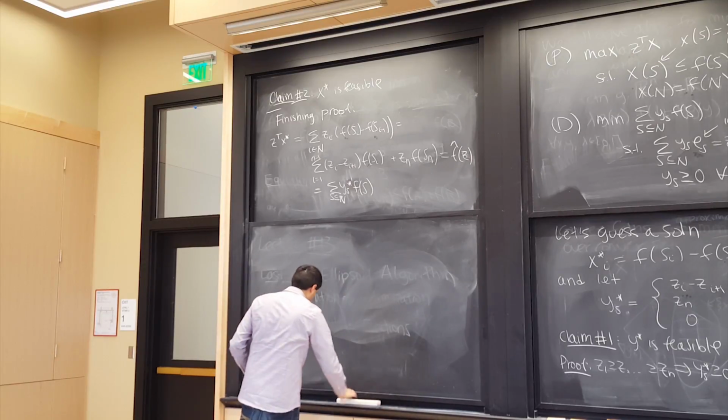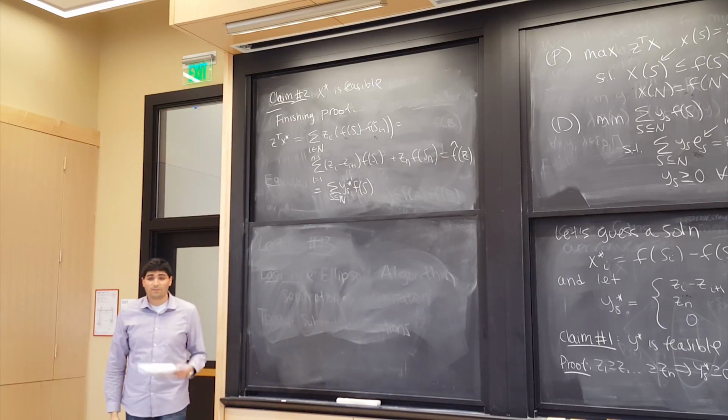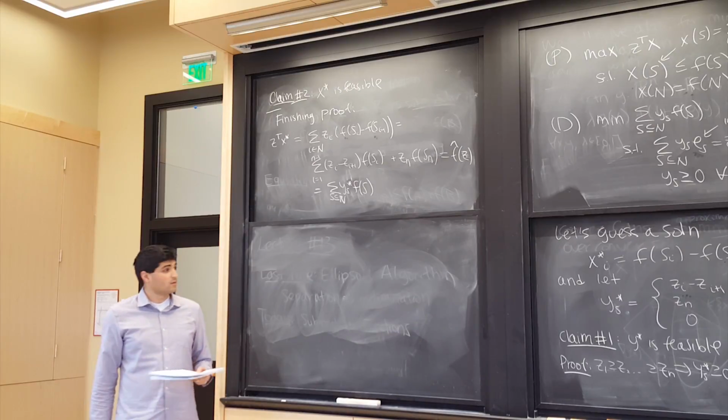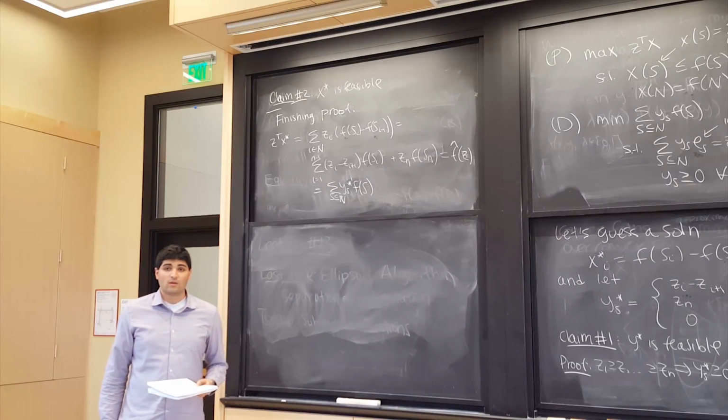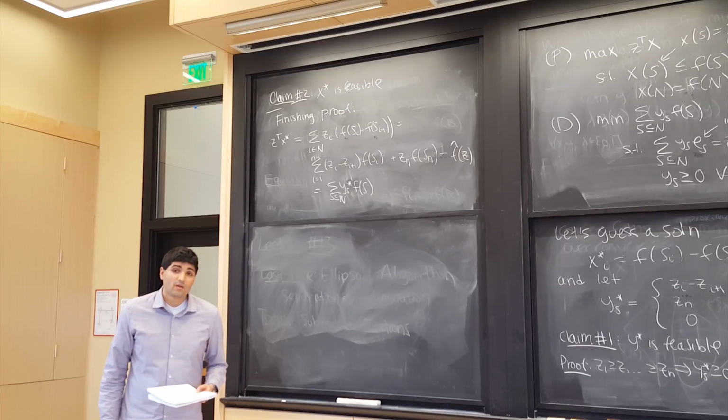Are there any questions before we do the proof of claim 2? Yep. Are we ignoring the non-ordered case? The case where the z's aren't ordered?